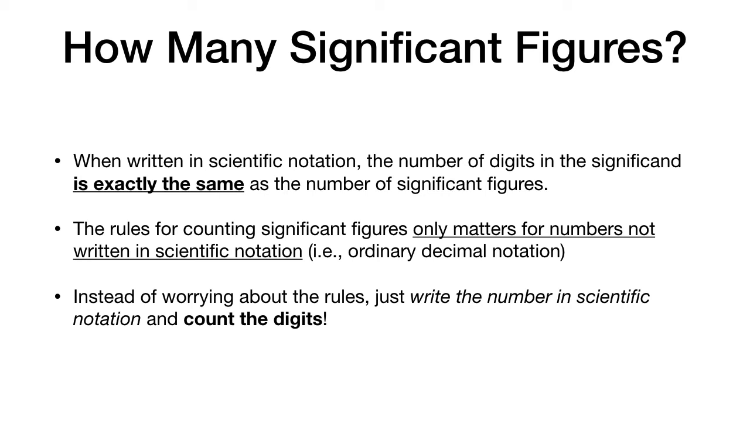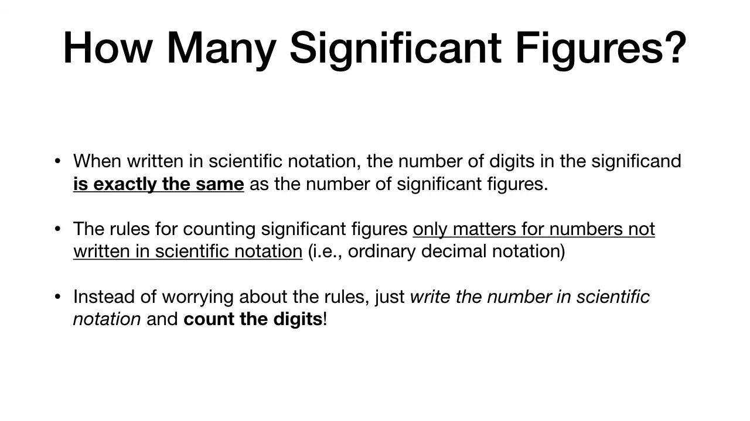Well, there's a lot of rules that go into counting significant figures, but they're all simplified if you start with scientific notation. And since most of the numbers for which significant figures matter, you have to write in scientific notation anyway, it's easier just to start with scientific notation and count from there. So if you write a number in scientific notation, the number of digits in the significand is exactly the same as the number of significant figures. If you've read your book, there's a lot of rules for counting significant figures, but those rules only matter for numbers that are not written in scientific notation. So instead of worrying about the rules, the rule that I'm going to teach you is to just write the number in scientific notation and then count the digits.